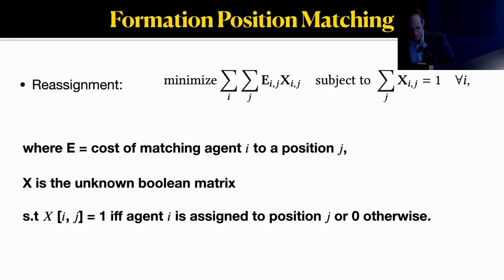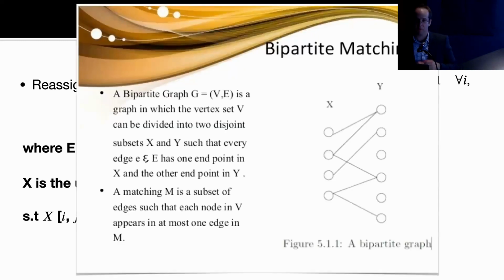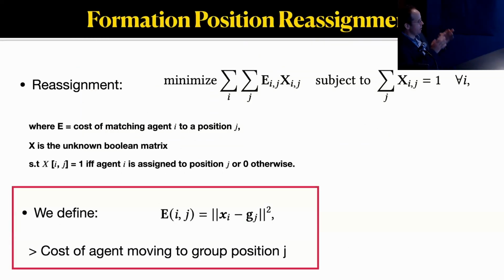So again, to solve this problem, we need to formalize it. The formalism here is a matching problem. To remind you, maybe you saw this in undergrad, a matching problem is where you have nodes and you match the nodes from X to Y. We want to match them while minimizing this thing over here, which is the distance between where the agents are right now and where their group positions should be.